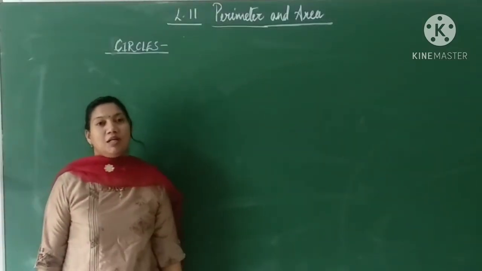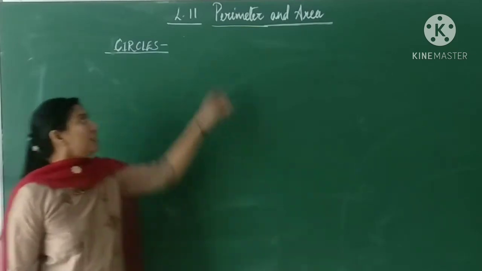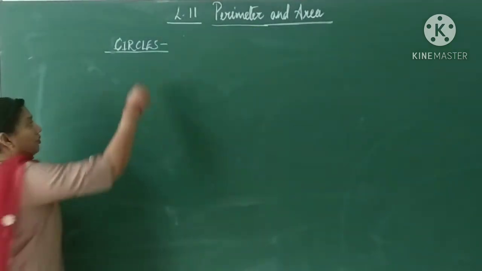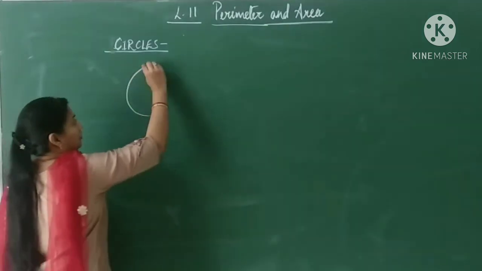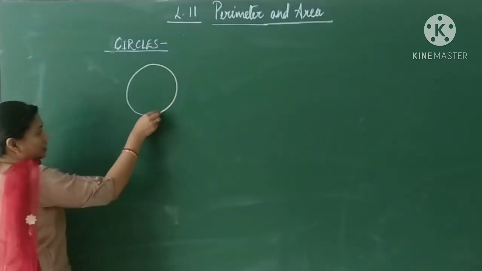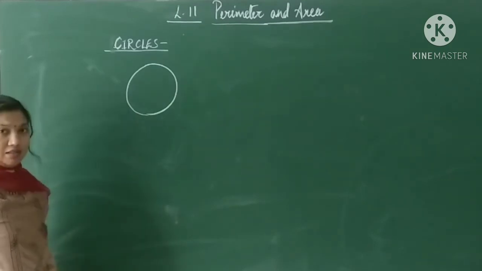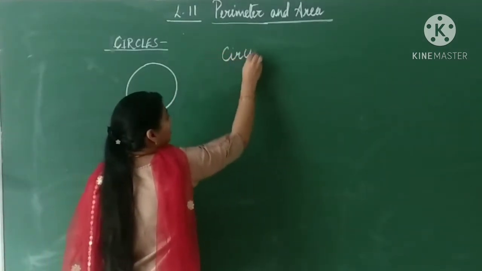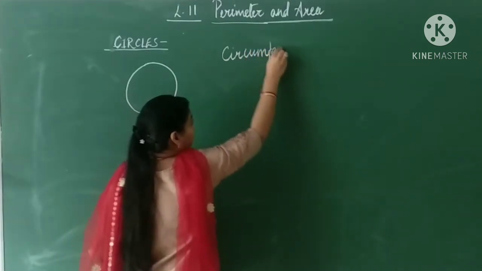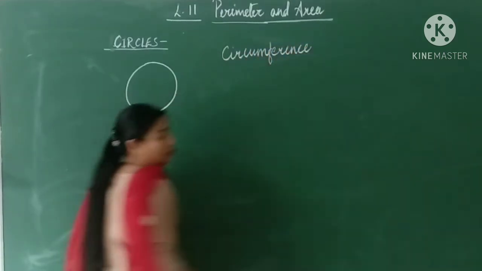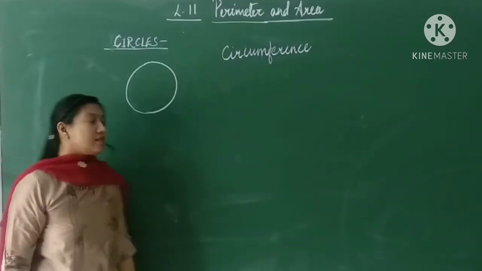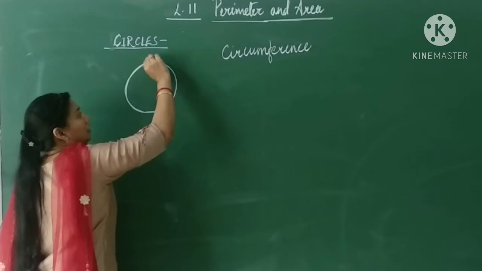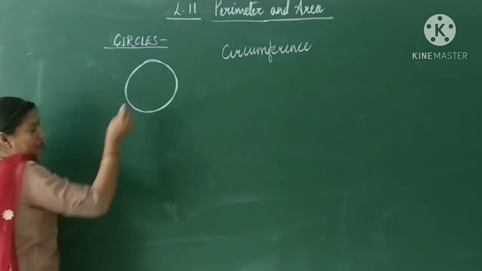Good morning students. Today we are going to start the next part of lesson 11, perimeter and area, that is circles. You have already studied circles in your previous classes. Today we are going to study the circumference of the circle. Now what is circumference? The curved portion or the boundary of the circle is known as circumference.